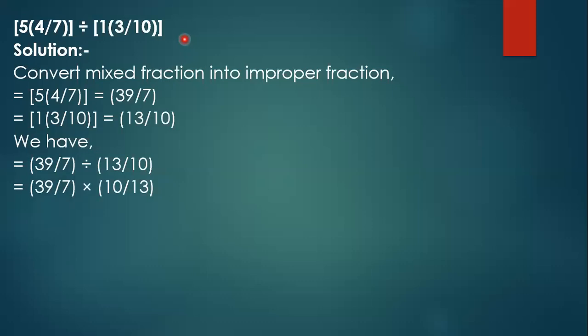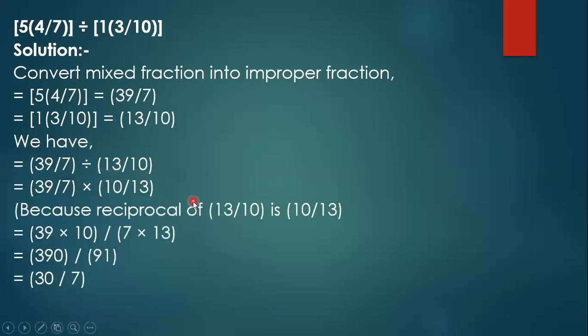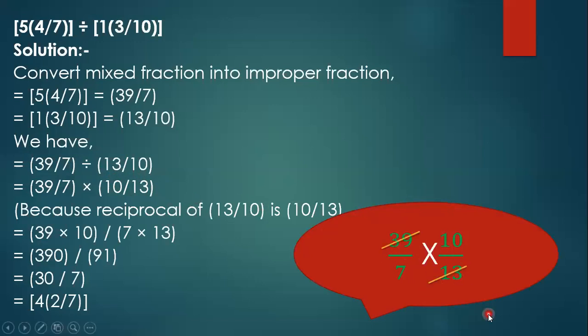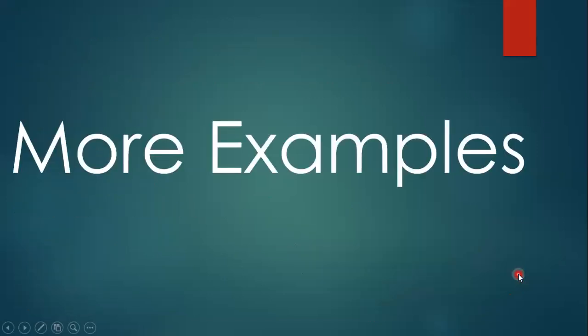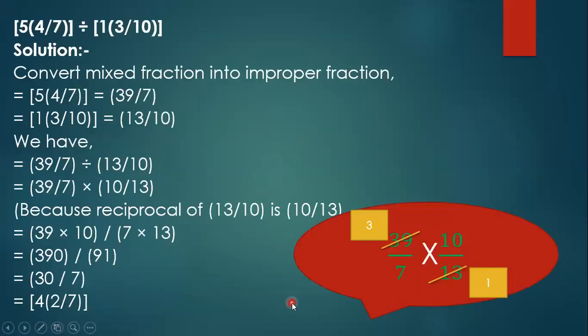proper fraction. Okay, so 39 by 7 as it is, division gets changed to multiply. The reciprocal will become 10 by 13. Let's see how we cancel out. Children, 13 and 39 both get cancelled by 13, 1 time and 3 times. 7 and 10 don't get cancelled with each other. So we are left with 3 multiplied by 10, 30 in the numerator. 7 multiplied by 1, 7 in the denominator.